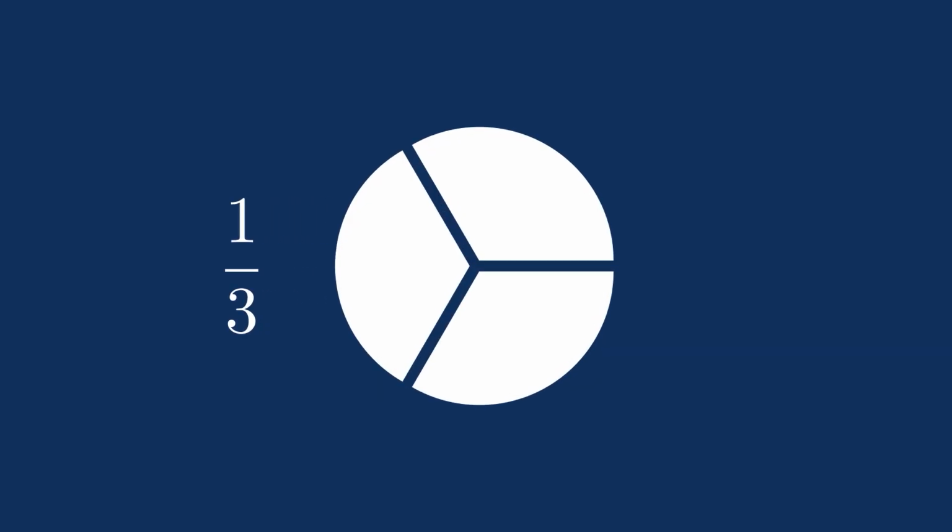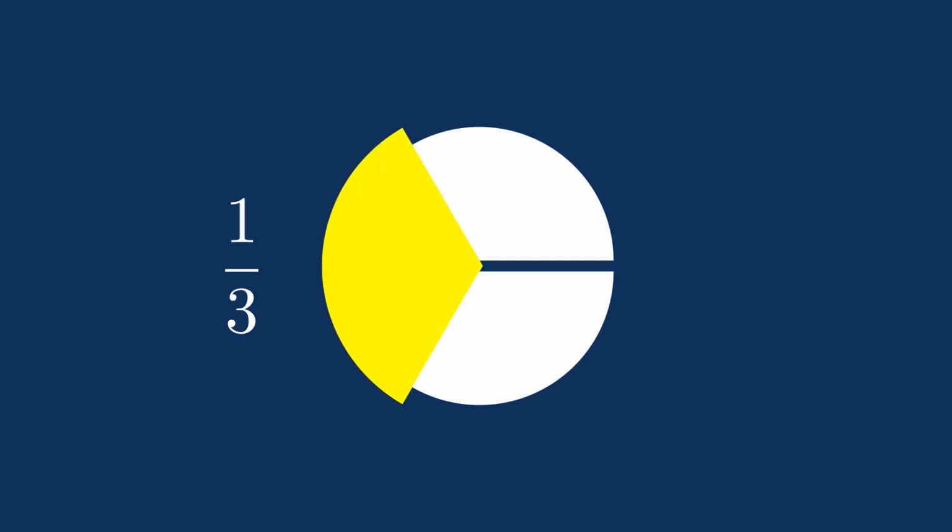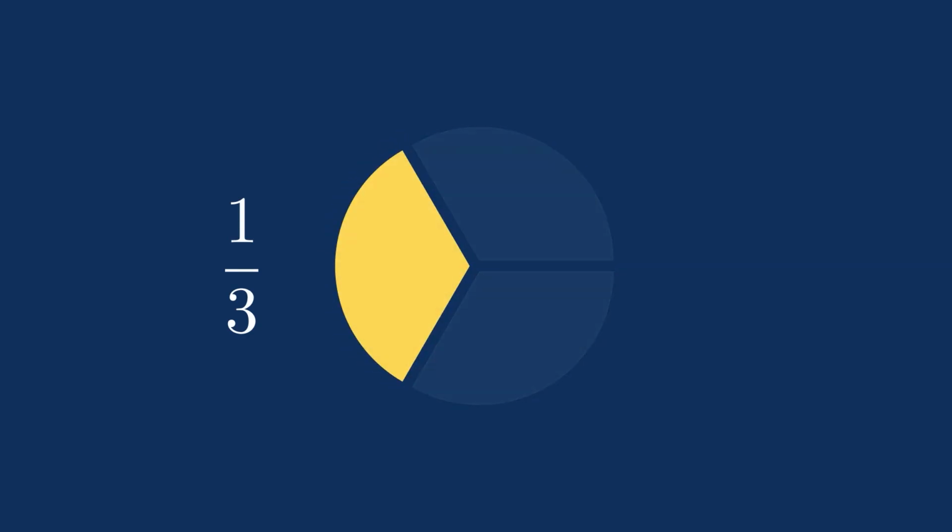This is written as 1/3. Now, imagine the same circle, but this time, we divide it into three equal parts. If we shade one of those parts, we get 1/3. Notice how the parts are now smaller because the whole is divided into more pieces.